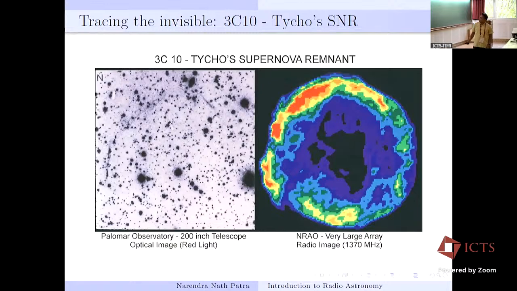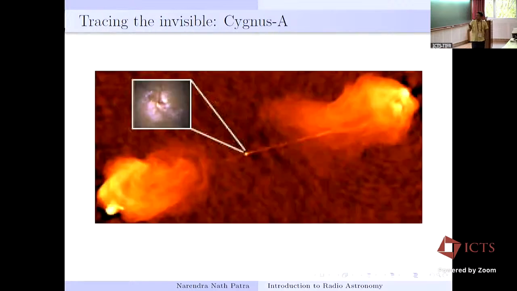So what I'm trying to say is that this supernova remnant is very bright in radio, but if you look at its optical image, it's almost not there. And this holds very interesting physics, for example, shock acceleration, right? And energy in a supernova explosion and so on. If you want to know the details of those things, you need these radio observations, right? Okay, so this is another example, Cygnus A.